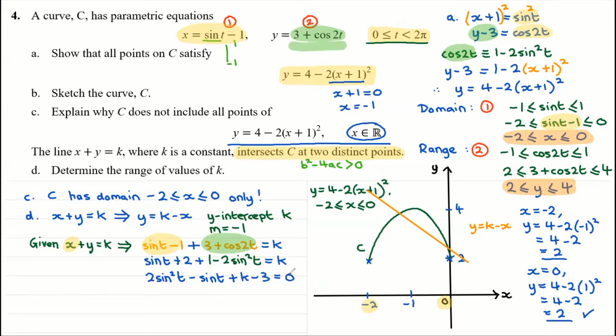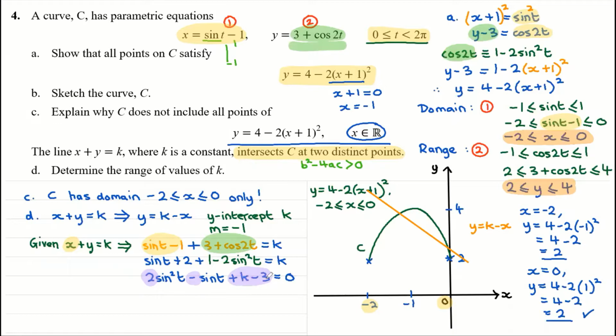Now, I've perhaps missed a step out there. I'll leave that for you guys just to check that you agree with that. So I now have a quadratic in disguise. Although it's not a very good disguise because we've done so many of these. So my a value is, of course, 2. My b value is going to be -1, and my c value is going to be k subtract 3.